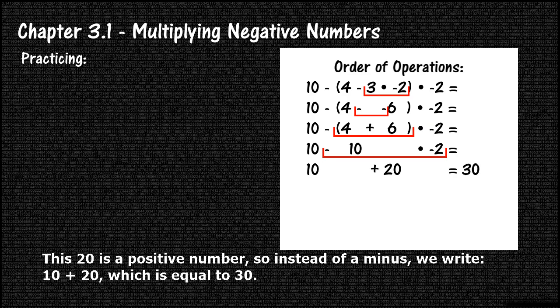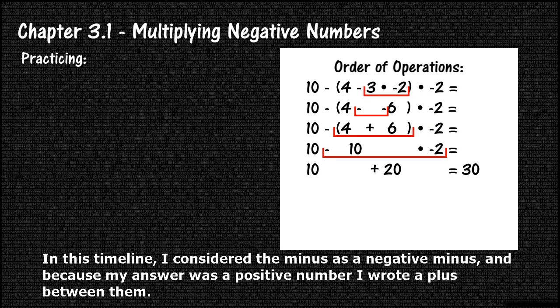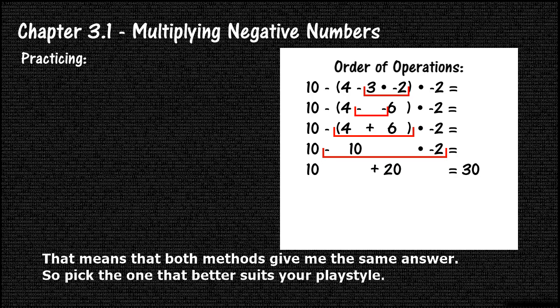In this timeline, I considered the minus as a negative minus, and because my answer was a positive number, I wrote a plus between them. That means that both methods give me the same answer, so pick the one that better suits your playstyle.